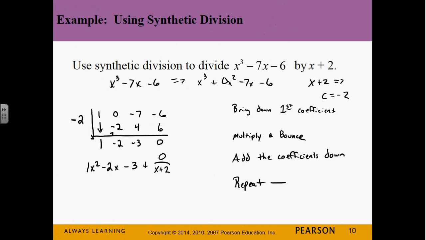Because it's always one less than what we started with. If we started with like x to the fifth, this would be x to the fourth. It's always going to be one less. Okay? For simplicity's sake, we wouldn't write that because 0 over anything is 0. So I just wanted you to see it so that you know what to do in case you do get a remainder.